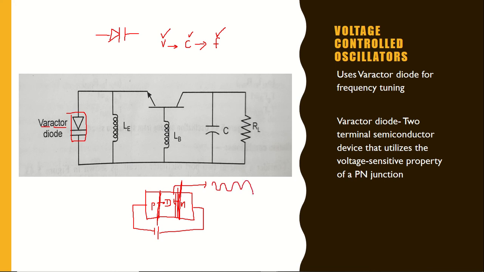which in turn is used to control the frequency of oscillation of the given waveform. So if you see here, I'm going to use the varactor diode for frequency tuning purposes, and it is similar to a PN junction diode where we use the voltage sensitive property, which means by changing the voltage, we are going to change the capacitance of the varactor diode. And since frequency is a function of capacitance, we are going to control the frequency of oscillation.